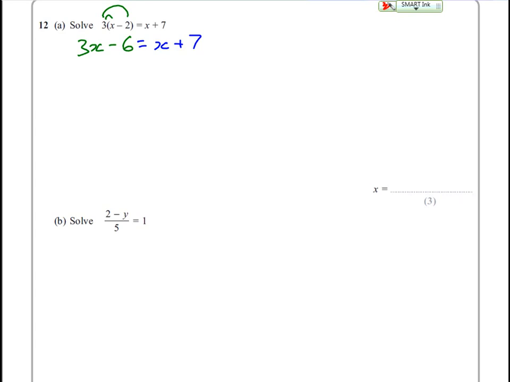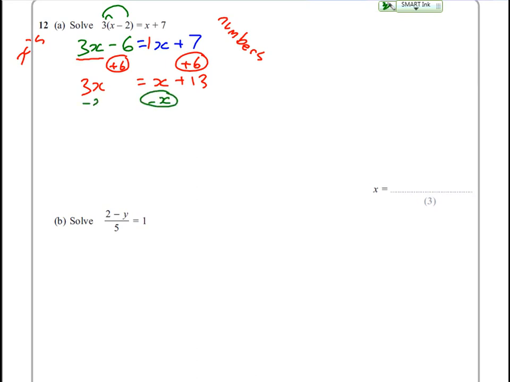We want to get x on its own, so we're going to try and get our x's on this side because that's where most of them are. There's only one x here. So we want our x's on this side and our numbers on this side. The first thing we do is add 6 onto both sides of the equation. So we get 3x and the minus 6 disappears because we've done the opposite. And we get x plus 13. Now we take away x from both sides to get 2x equals 13.